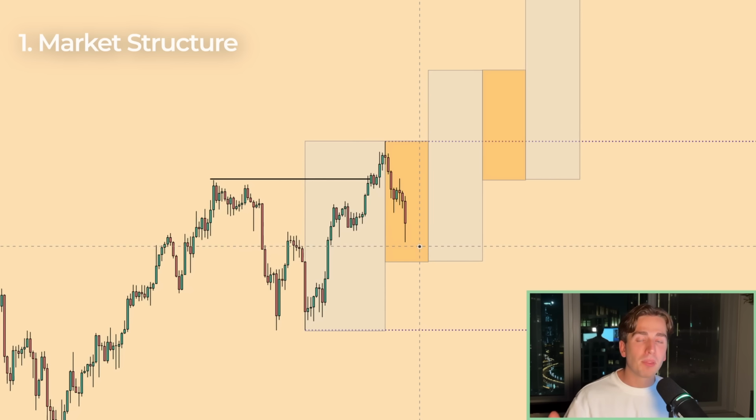Now, the final and third piece of confluence that you then want to be using here to trade market structure profitably is waiting for something called liquidity.